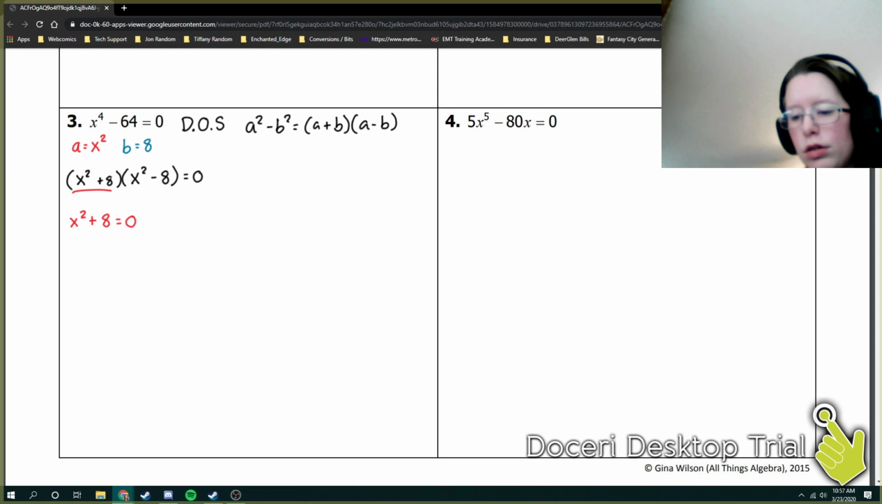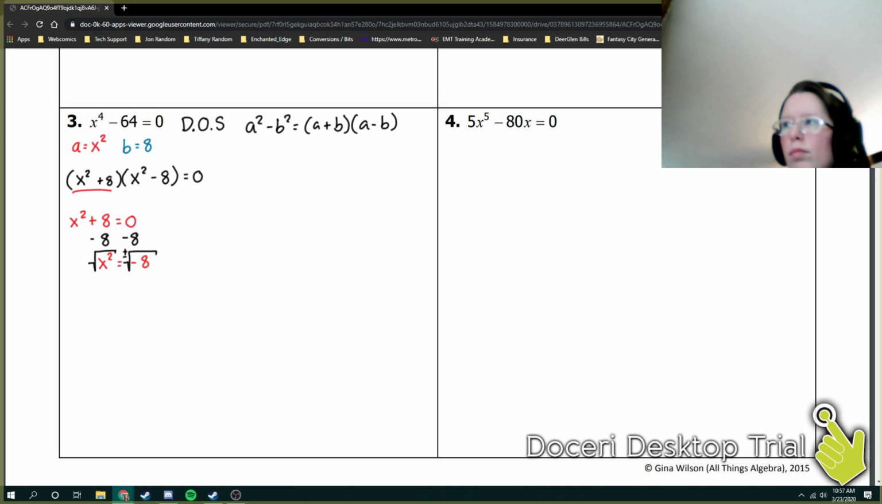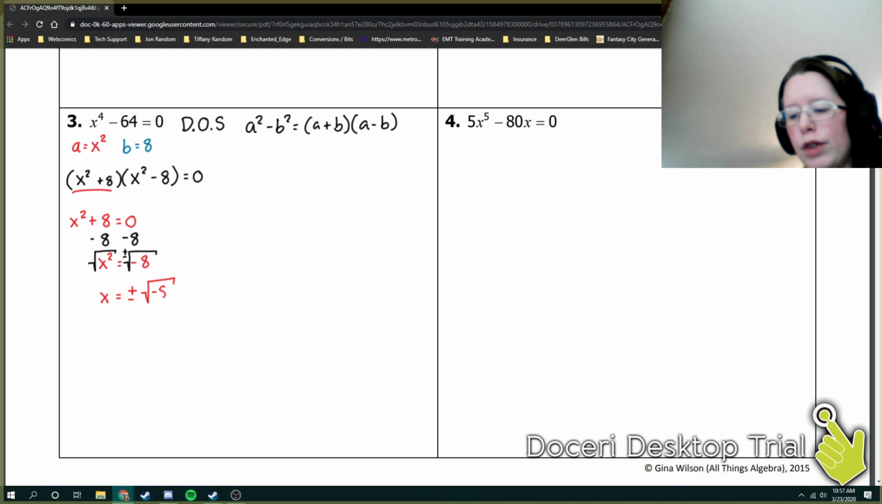So solving this for x, I'm going to subtract 8 over. I get x squared equals negative 8. Then I'm going to take the square root of both sides. Remember, when you introduce a square root, you have to include plus or minus. So I end up with x is equal to positive or negative square root of negative 8.